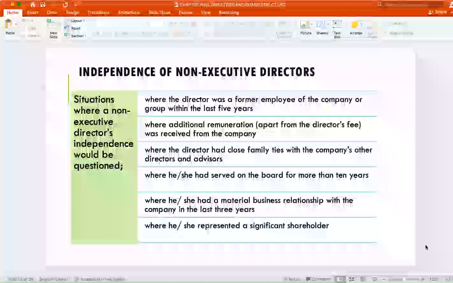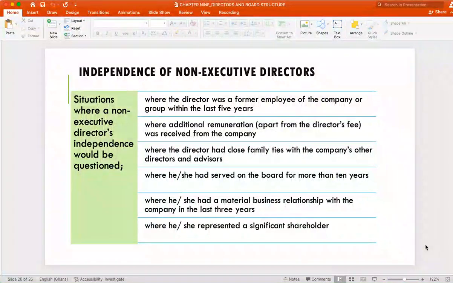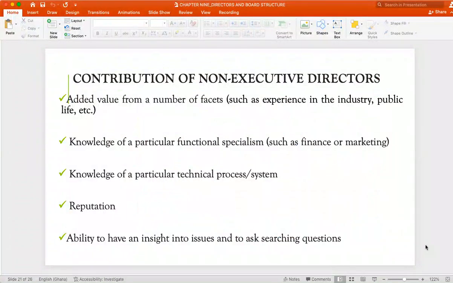Good. So in appointing, all of this is meant to ensure that you get people that will be objective-minded and independent-minded, to give you critical suggestions as to how the business or the company should be run. So let's look at the contributions of non-executive directors.